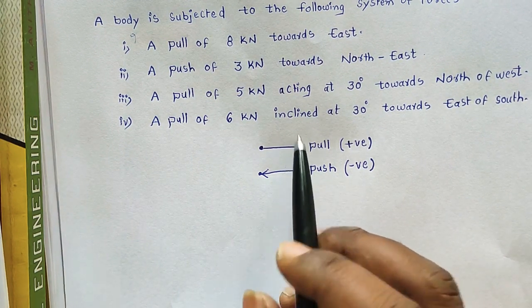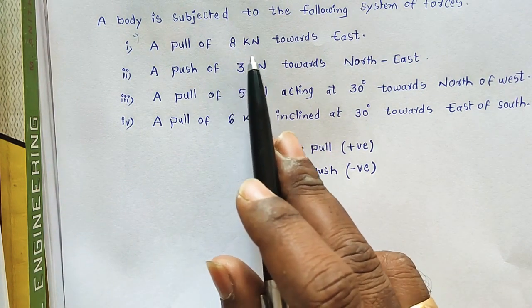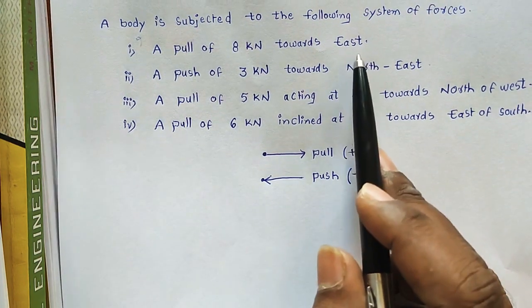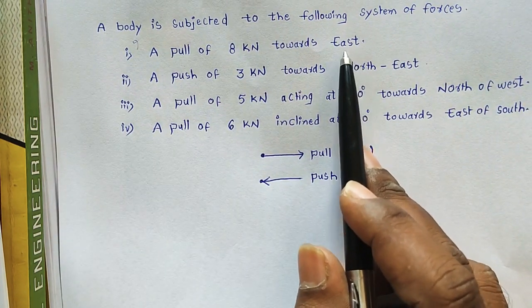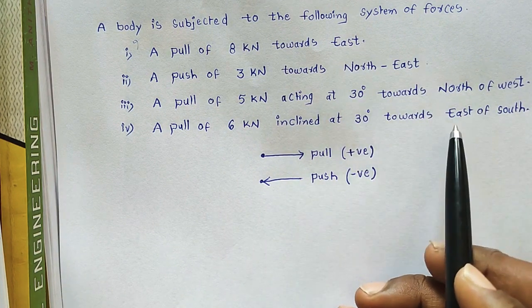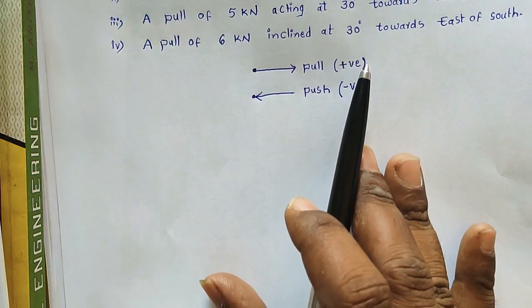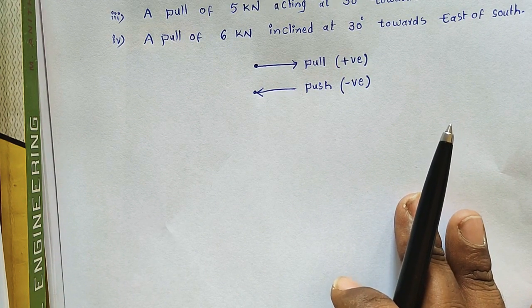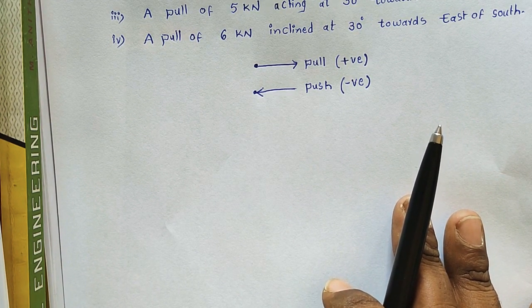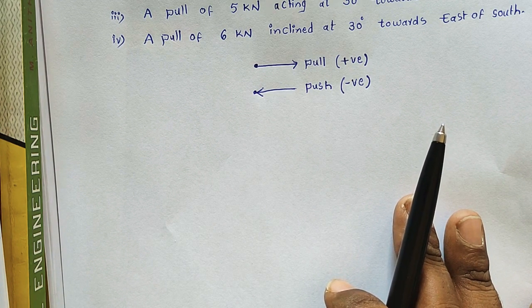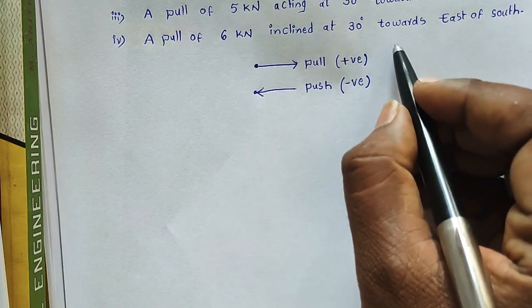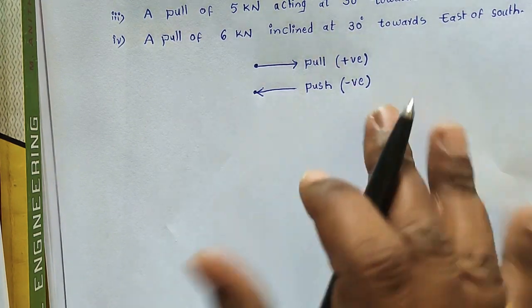So here, a pull of 8 kilonewton towards east. If we observe in the problem, the data has been given as east direction, northeast, northwest, east of south. So first we should understand what all these directions are. The various forces are acting in different directions. According to that data, we have to draw the direction of the forces, so that we can easily calculate the resultant. So the question is, we have to find out the magnitude and direction of the resultant.